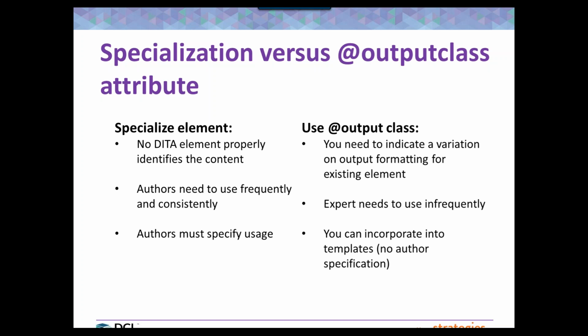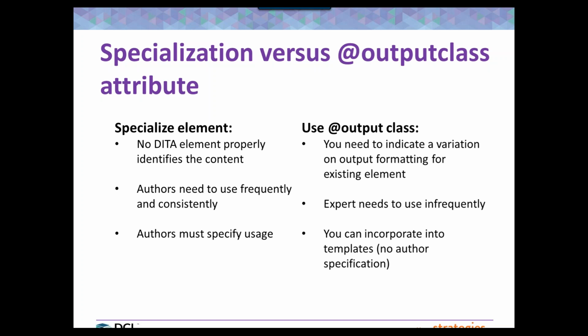And if the authors need to specify the usage, so for example, if you say, wow, we have 3 types of definition lists that we want to have, well, you could say, oh, we have a definition list and we could put an output class on it, or we could say, oh, we're going to specialize the list type if you need it. Folks a lot of times use output class when you need to indicate a variation for formatting on an existing element. I just need you to have this element look a little bit different in this instance. Or it is being used so infrequently that it's easy to verify, yeah, I remembered to put the output class value on and I typed it correctly.